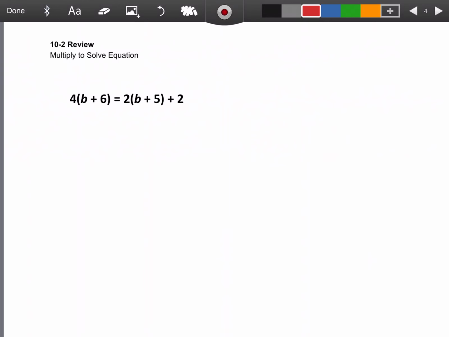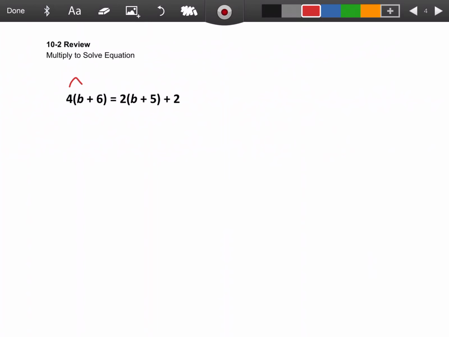Last example, and by any means, you can always rewind these and go back and take a look. This one is a little bit more involved. We might be using some space over here at the right, but first thing that we're going to want to do is we're going to bomb the fort. So here we have 4b plus 24. 4 times 6 would be 24. Then we're going to bomb the fort on this side. This would be 2b plus 10, and then we have this plus 2 right there.